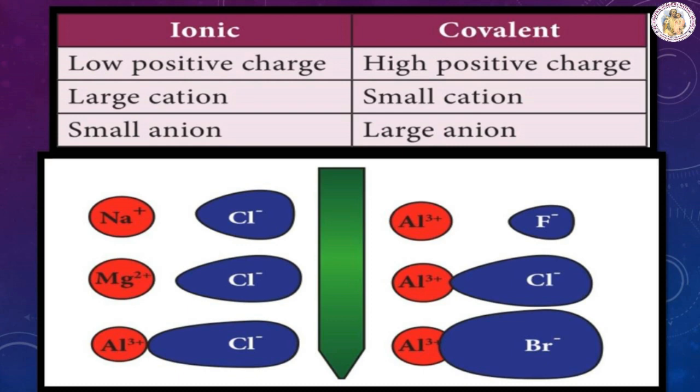So you know what is cation and anion? The atoms lose electrons in the outermost shell, that is what forms a cation. One atom gains the electrons from the other atom, that is what anion. But in the covalent, higher positive charge, small cation, large anion. These are the relative charge separation of ionic compounds.